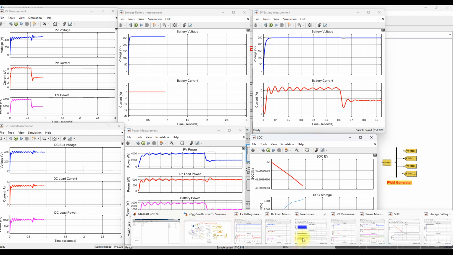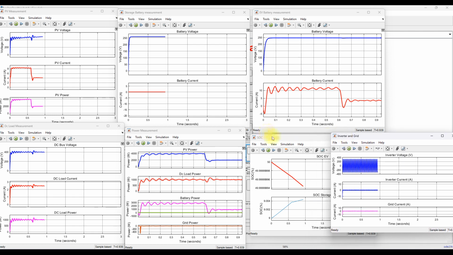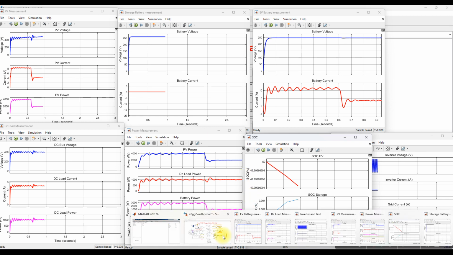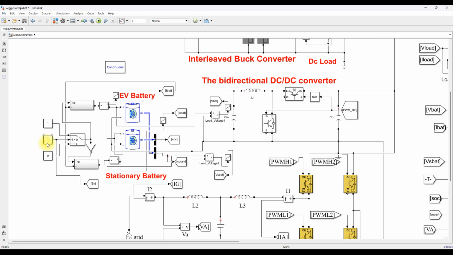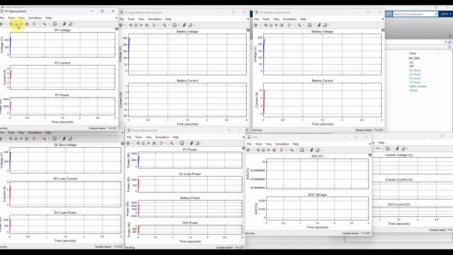Next, you can see the inverter current and the grid current. Now the EV is connected, that means we are making the condition 1. So the EV is connected to the system, and you have to check the response. We are also varying the irradiation from 1500 to 0. Here you can see that the PV is generating around 4000 watts.